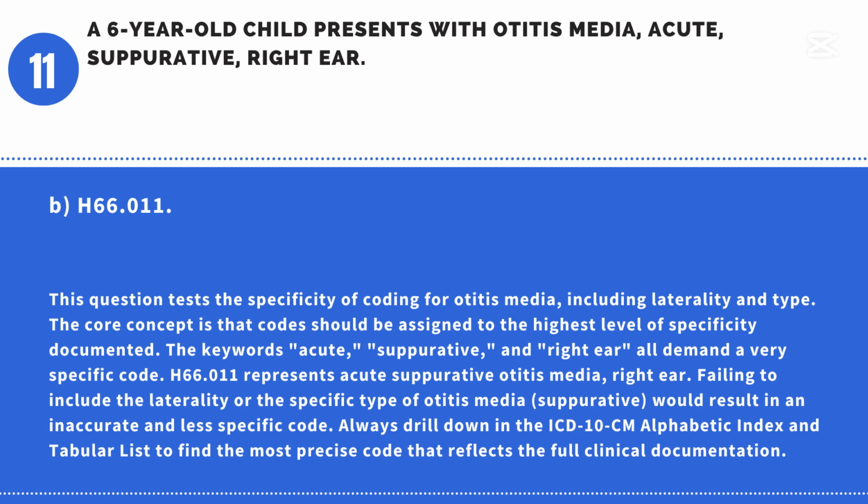H66.011. This question tests the specificity of coding for otitis media, including laterality and type. The core concept is that codes should be assigned to the highest level of specificity documented. The keywords acute, suppurative, and right ear all demand a very specific code. H66.011 represents acute suppurative otitis media, right ear. Failing to include the laterality or the specific type of otitis media, suppurative, would result in an inaccurate and less specific code. Always drill down in the ICD-10-CM alphabetic index and tabular list to find the most precise code that reflects the full clinical documentation.